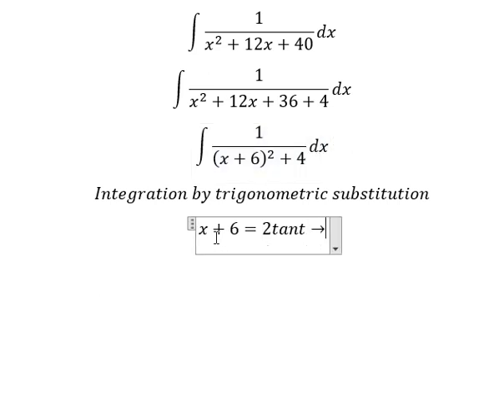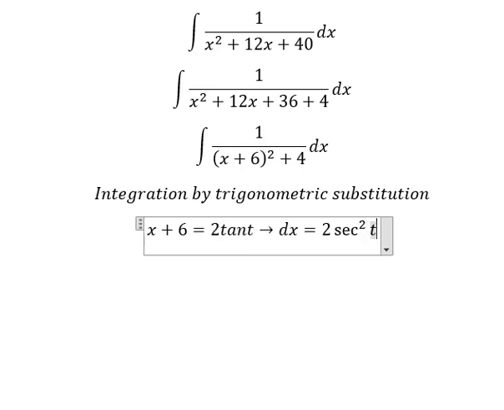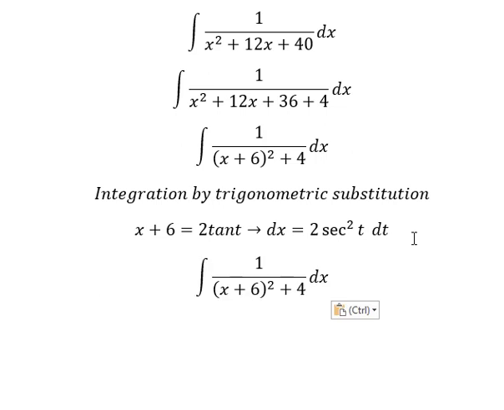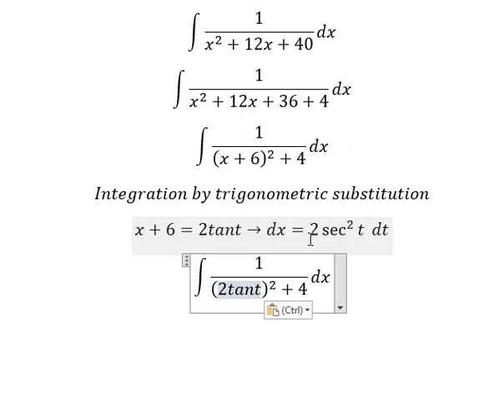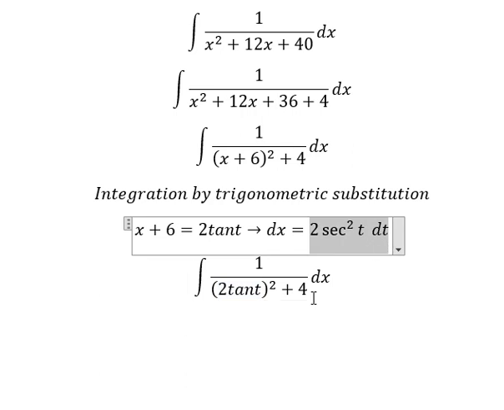Next, we need to do first derivative for both sides. This one we have number 1. This one is the constant, so you got number 0. This one is secant of t square dt. So I will put this one gone here. ds is this one.